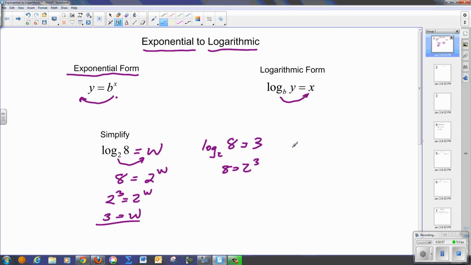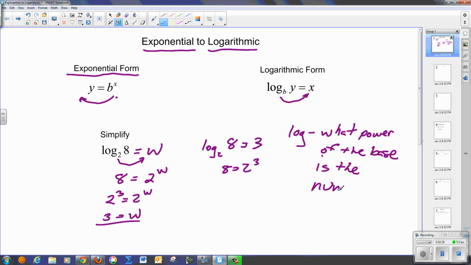So what logarithm really means is: what power of the base is the number. Let's use this example once again. What power of 2 is 8? 2 to the third power is 8, so the answer is 3.